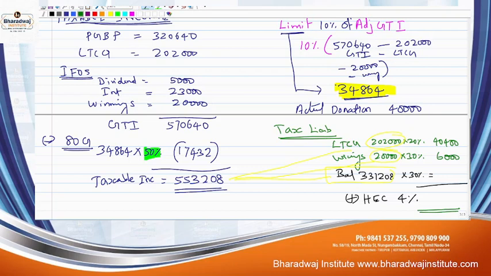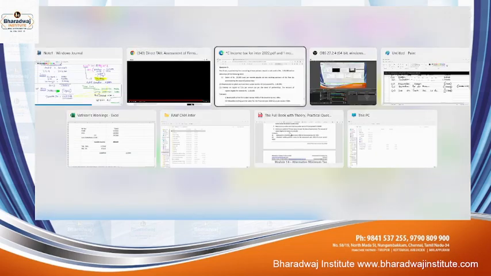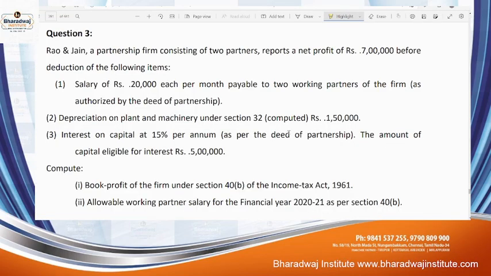This computation you can do later also, no issues. We will proceed to the next question. Just the number calculation, you can do separately also. Go through question number 3.